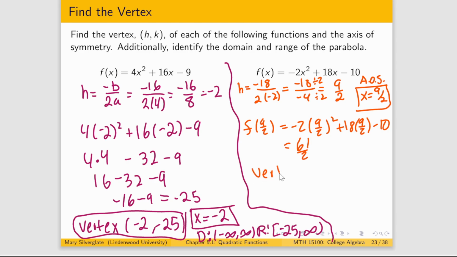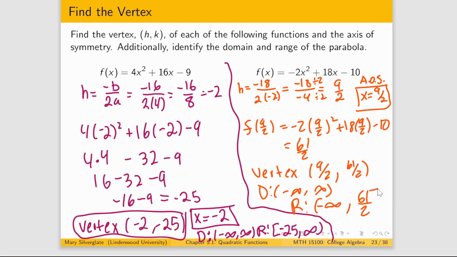So we know that the vertex is at the point 9/2, comma 61/2, sorry, I was making that sound like a mixed number. 61/2, or 30.5 as we found out. What does that mean the domain is? Always negative infinity to infinity. What about the range? Here, since a is less than 0, that leading coefficient is negative, it must have been reflected over the x-axis. And we go from negative infinity to 61 over 2, inclusive.